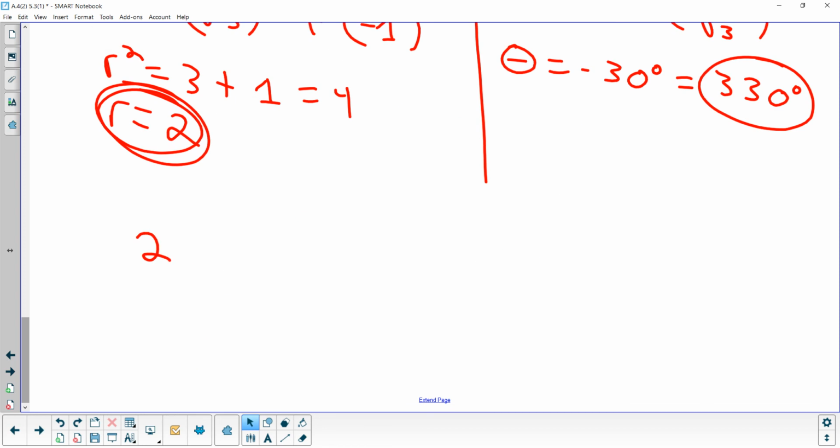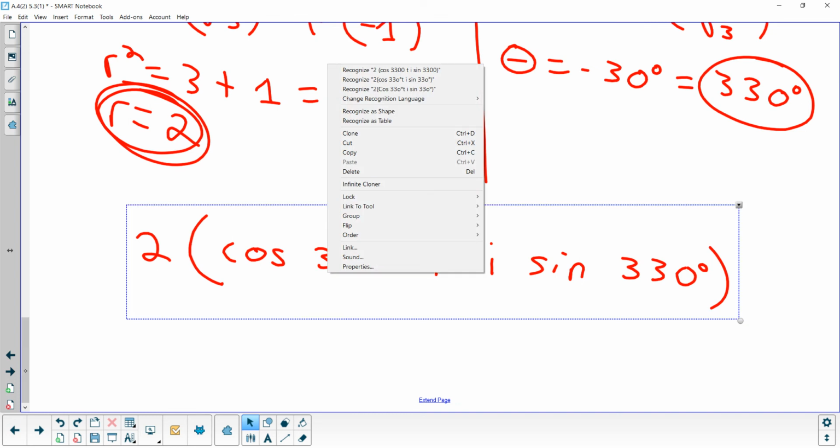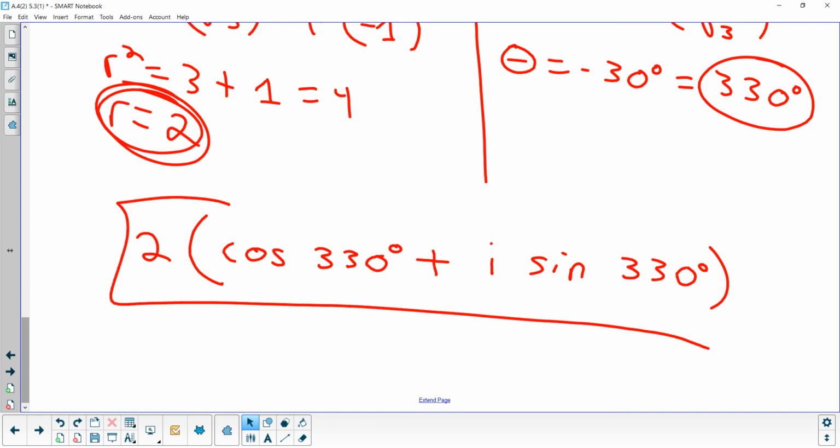Final answer. R, parenthesis, cosine 330 plus I sine 330. So at this point, it's actually a little bit less work than what we did before, because when we did this yesterday, we always had to do out the cosine and the sine and get the decimal. You don't have to do that out today. You leave it just like that. And that's how you write a complex number in polar.